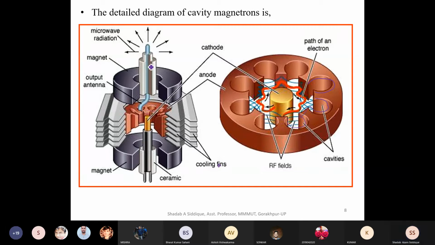So now we have the magnet located here and here, and the cathode placed at the center. This is the cross-sectional view, you can say the zoomed-out view. This is the cathode, and here too it is placed as a cathode.